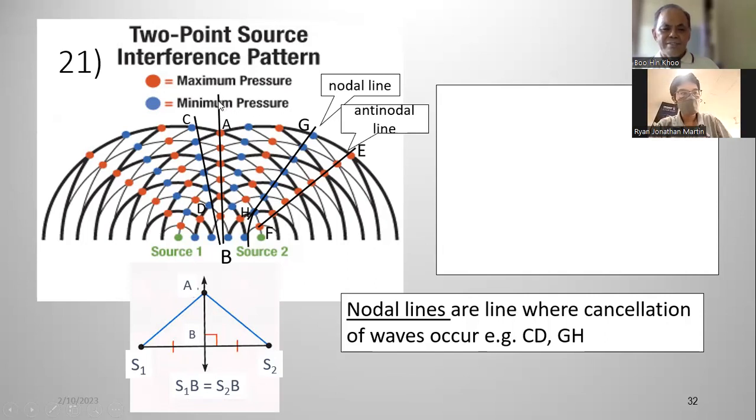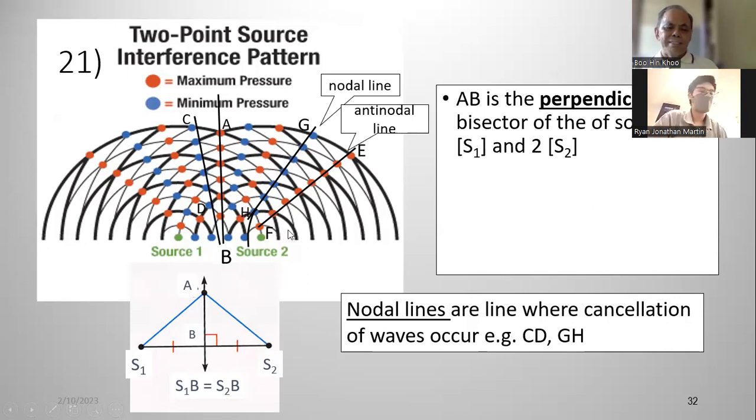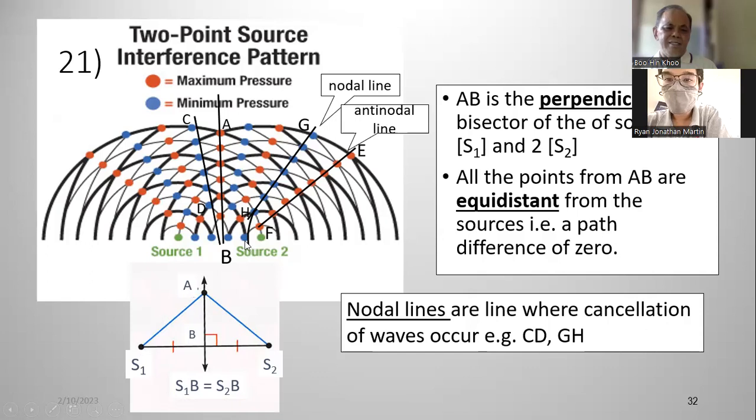Sorry, nodal lines are where cancellation occurs. That means the crest will meet the trough here. Crest meets trough. Crest meets trough. So CB or CD, and the other one will be here, GH. AB is a perpendicular bisector. These are your two sources, or you can redraw that as two sources. AB, that's your B here, the point there. So it means that along this perpendicular bisector, any point from S1 and S2, these two are equidistant away.